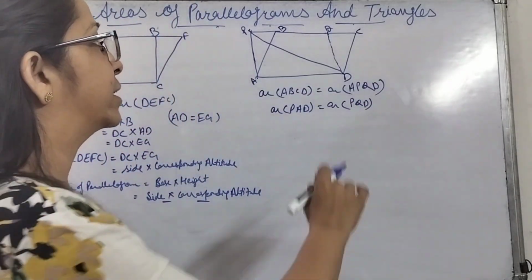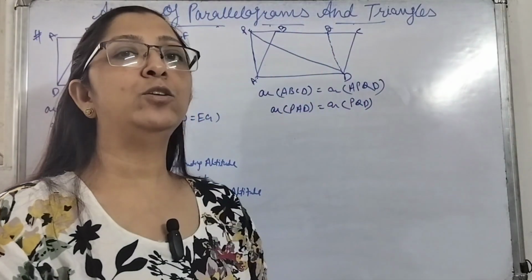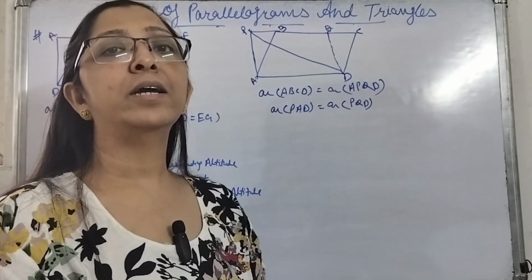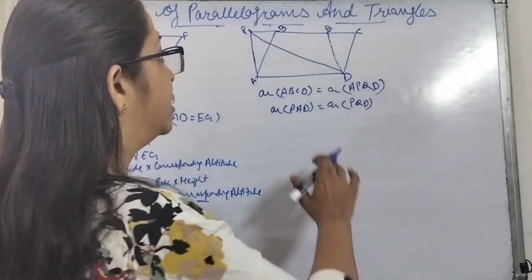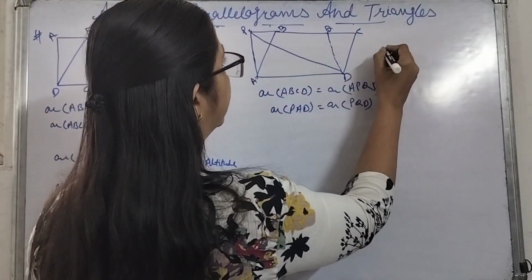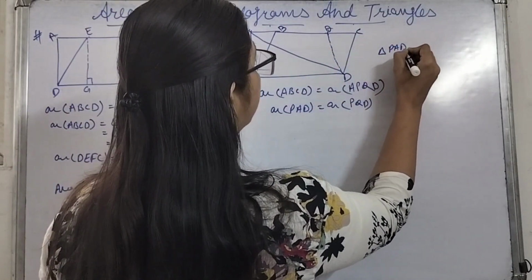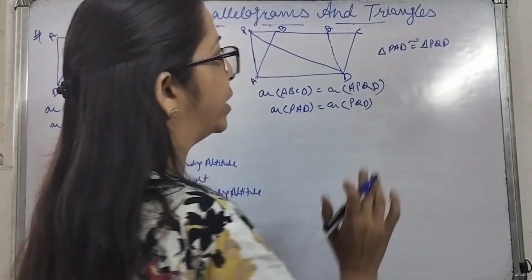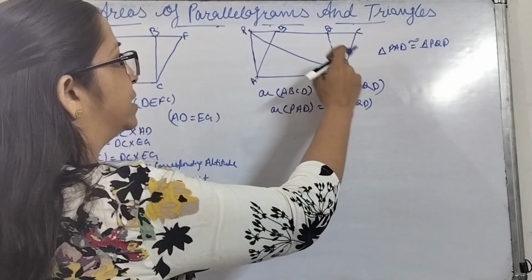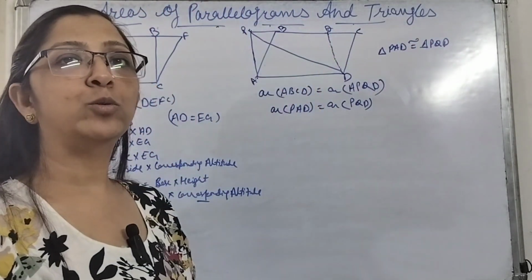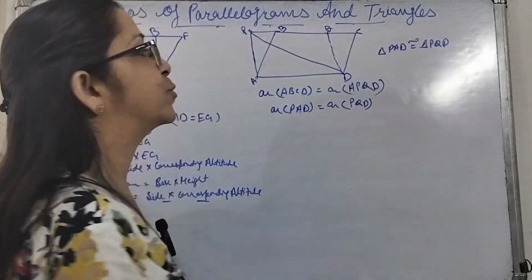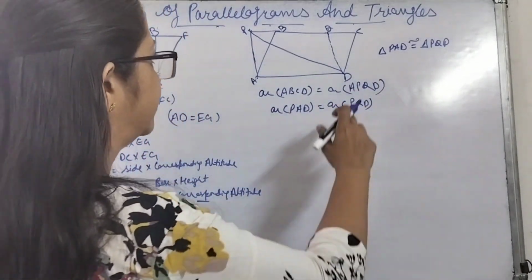Because if the triangles are congruent, we know that two figures which are congruent to each other, their areas are also equal. So triangle PAD is congruent to triangle PQD. These two triangles are congruent because the diagonal divides the parallelogram into two congruent triangles. That's the reason area of these two triangles will also be equal.